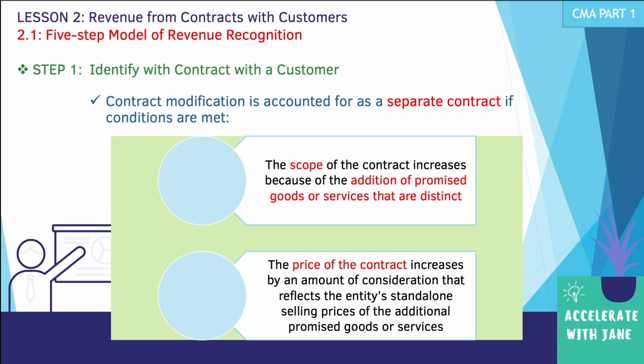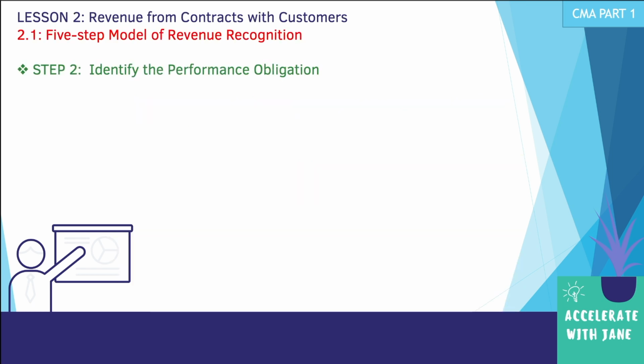Second here is the price of the contract increases by an amount of consideration that reflects the entity's standalone selling prices of the additional promised goods or services. For example, if a customer requests additional goods in addition to the original contract and there is an increase in price that is proportionate to the standalone selling price of the additional goods that the customer wants to buy, then there is also a so-called contract modification, and this should be accounted for as a separate contract. Alright, so now let's go to step 2, that is to identify the performance obligation.